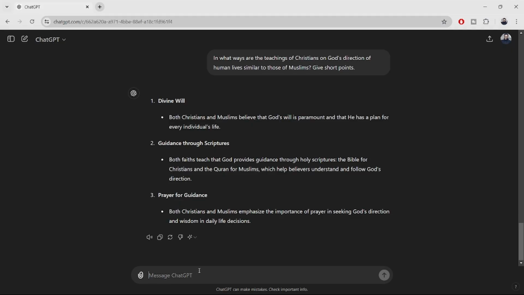Both faiths teach that God provides guidance through holy scriptures, the Bible for Christians and the Quran for Muslims, which help believers understand and follow God's direction. Then number three, prayer for guidance. Both Christians and Muslims emphasize the importance of prayer in seeking God's direction and wisdom in daily life.